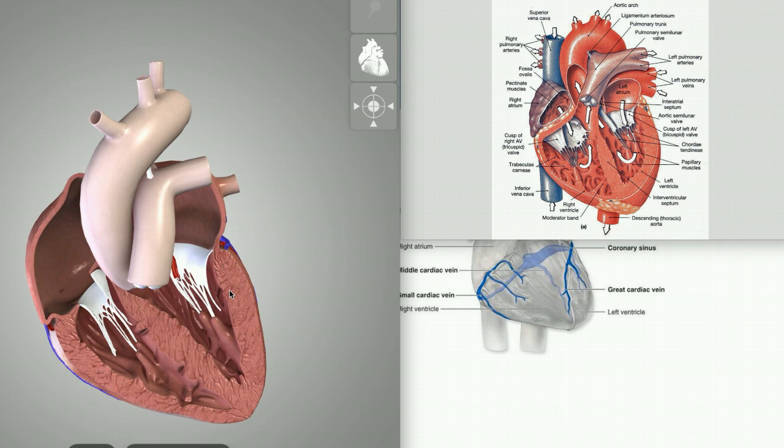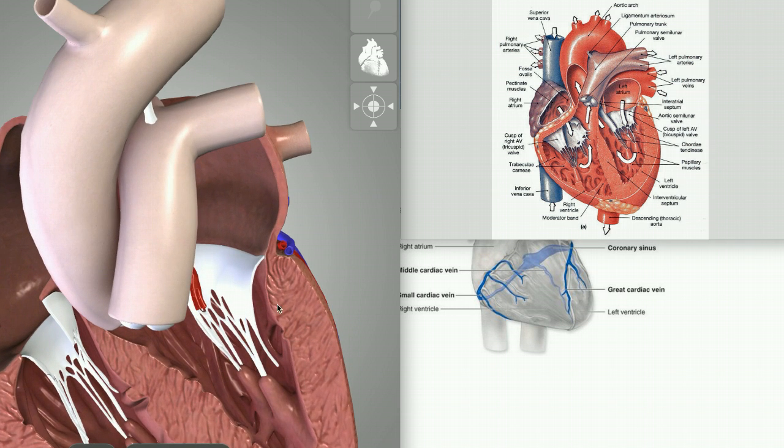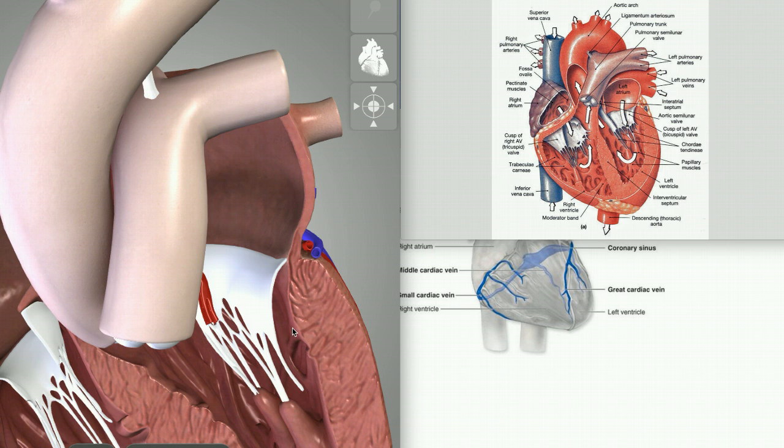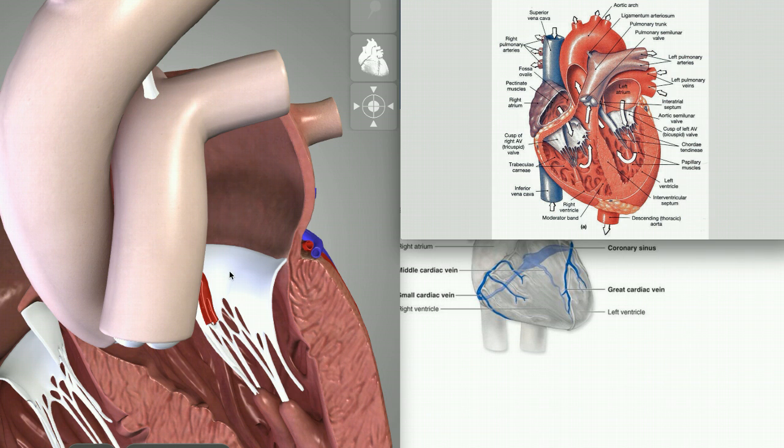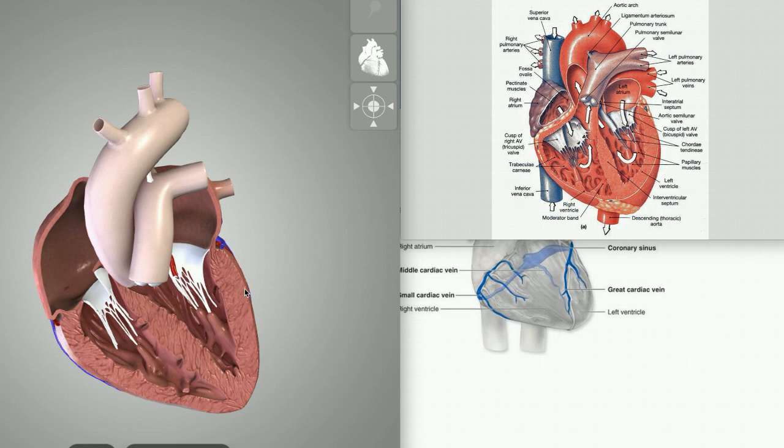If I zoom in, the endocardium is this bit here. The myocardium's here. Then if we bring it back up, you have the visceral layer, which is shown here, and then you have the parietal and then fibrous layer on the outside. So if we go back, this middle bit is made up of the myocardium, thick muscle. It is also referred to as the interventricular septum.